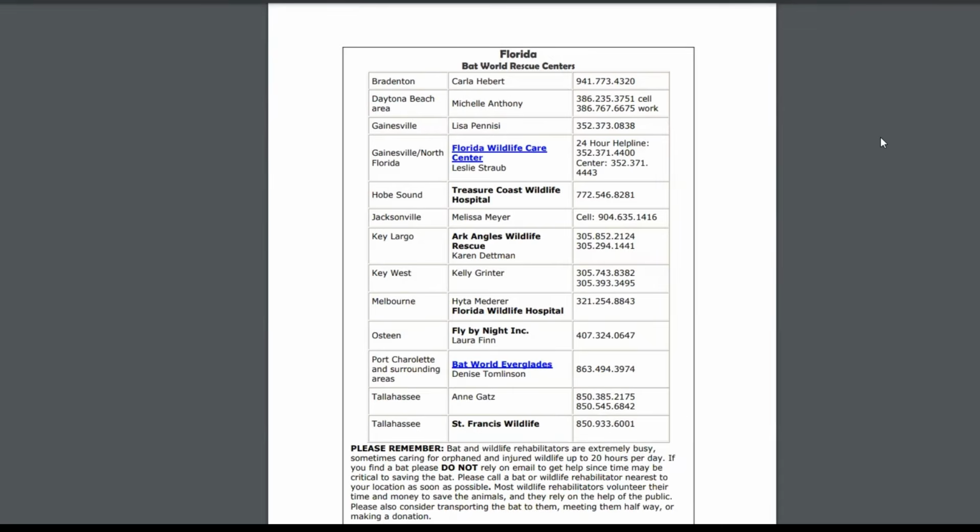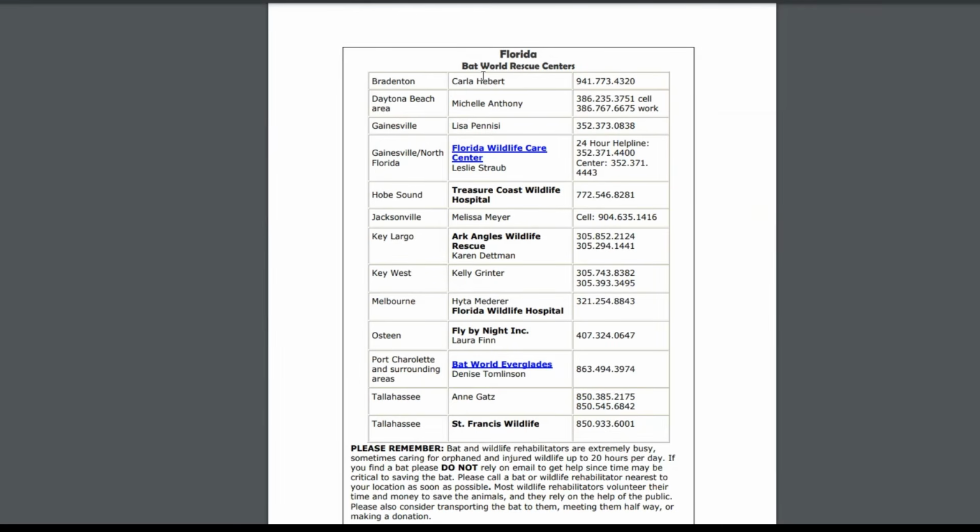All right, so here they give us a chart about the Florida Bat World Rescue Center. They want to make sure that when you're reading the chart, you understand everything that's being presented. If you notice on the left-hand column, they're giving us the locations. In the middle, I'm just assuming it would be the person of contact or whoever you need to speak to. And then in the third column, they're giving us the actual phone numbers.